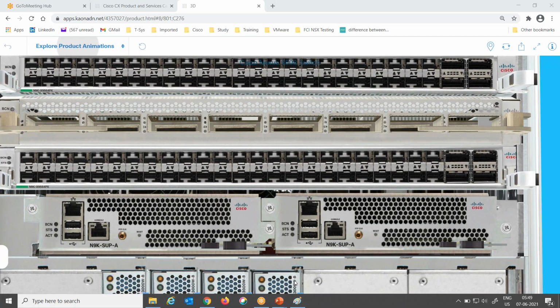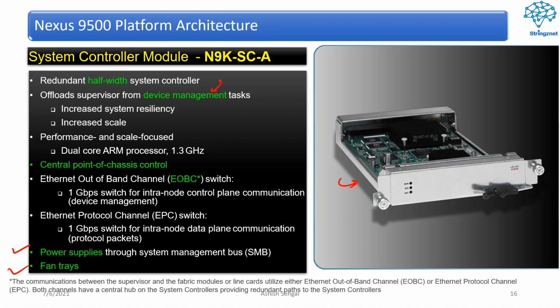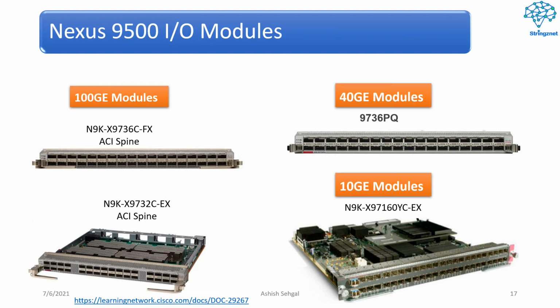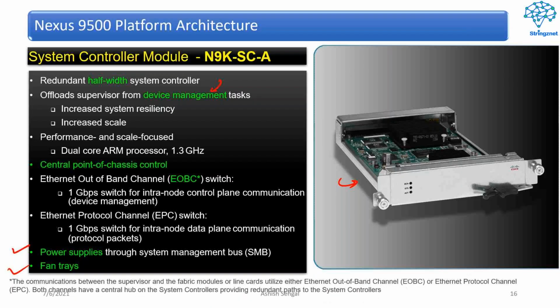So the system controller also makes a very important sense to us. It is really a sensible organ of this particular architecture. Then it is written there that the system controller is also giving the OOB connectivity, EOBC, out of band channel. EOBC, Ethernet out of band channel switch.